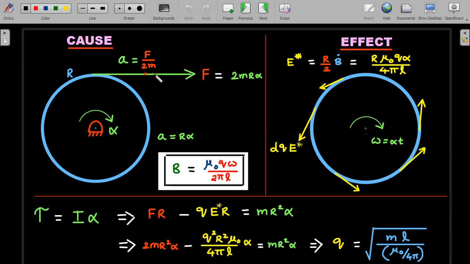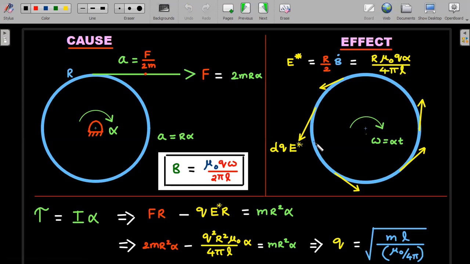Okay, if you are really feeling that you're pulling this one, this cylinder will resist that pull via a torque. That torque is created by E star. So I'm substituting the formula from the previous slide, R by 2 dB by dt. B dot here would be simply mu naught Q omega dot. Omega dot is alpha by definition, and that's what I have substituted here, with R by 2 multiplied.